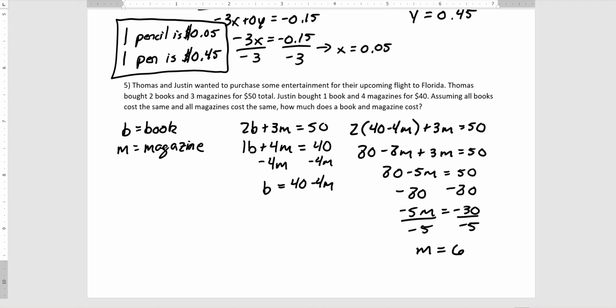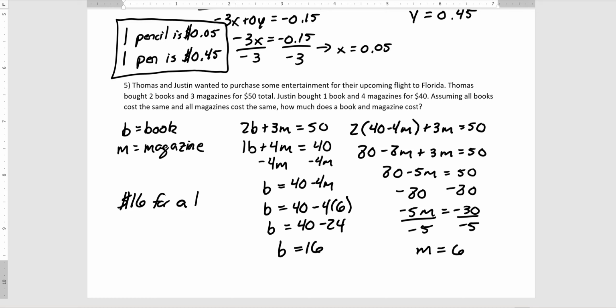I can then plug that in here. So b equals 40 minus 4 times 6. 4 times 6 is 24. 40 minus 24 is 16. Fantastic. So we learned that it's $16 for a book, and it is $6 for a magazine at this airport. Fantastic.